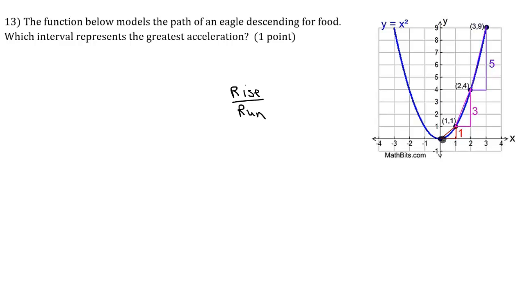So from 0 to 1 here, we only went up 1. And then from 1 to 2, we went up 3. And then from 2 to 3, we went up 5. So it's going to be 1, 2, 3, 4, 5. You see that here. That's going to be your greatest acceleration, because these are all moving forward just 1, so you could write 1 over 1, 3 over 1, and then 5 over 1. So again, this is going to be your quickest acceleration.